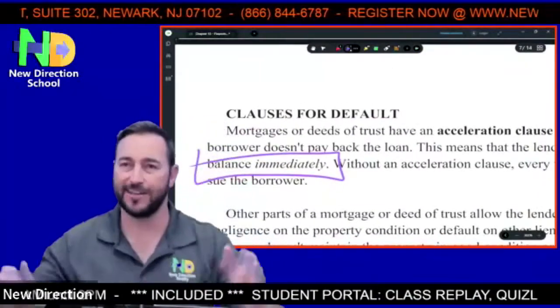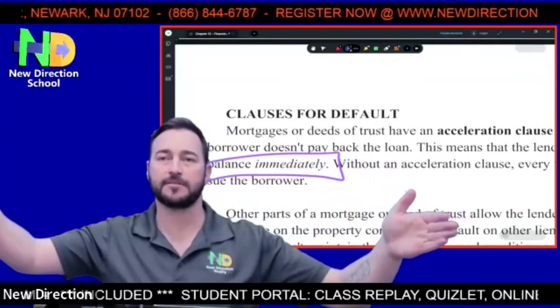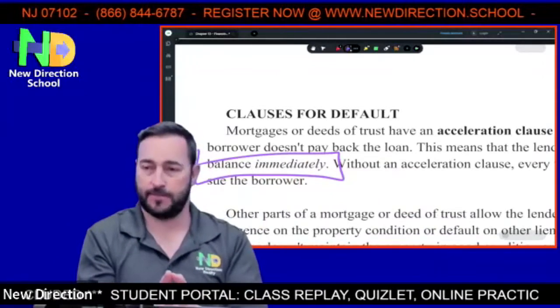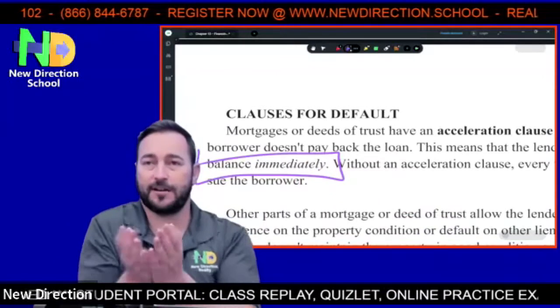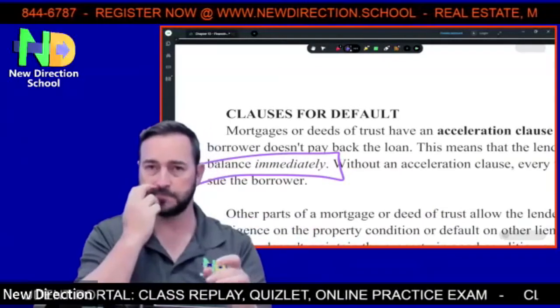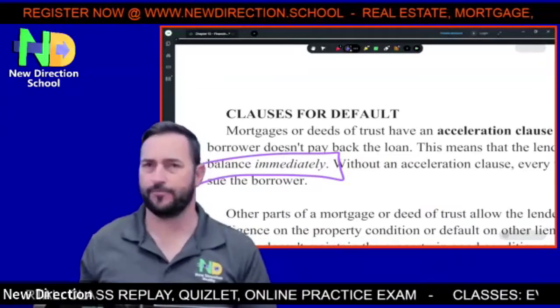Acceleration clause means you had 30 years to pay, but since you defaulted on some payments, we want everything now because we don't trust you anymore. Does that make sense? I'd rather collect everything now than wait and see what's going to happen. And that's the thing. Some of you are like, oh, if you can't pay it.